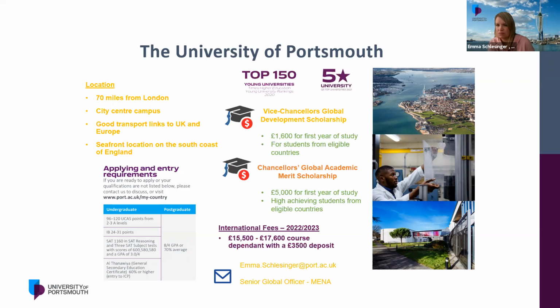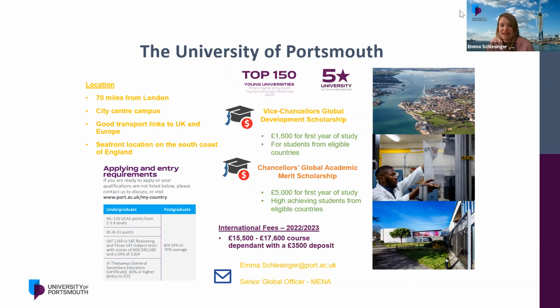So if you are studying a whole range of different curriculums, we'll accept that. It depends which one you are studying, but as a guide, generally around 3 A levels, 2 Bs and a C. IB would be around 30 points. And then we will also accept the American curriculum, the Thanawiyya and things like that. In terms of fees, you can see our fees are between 15,500 and 17,600. It depends on which course you're going into as to what fee that will be. And we do offer some scholarships or discounts depending on how you look at it.